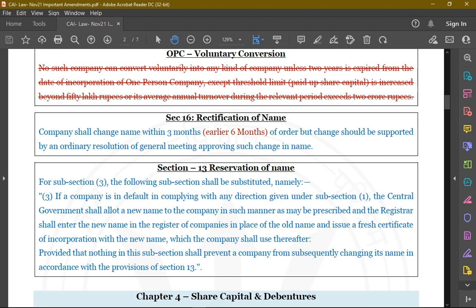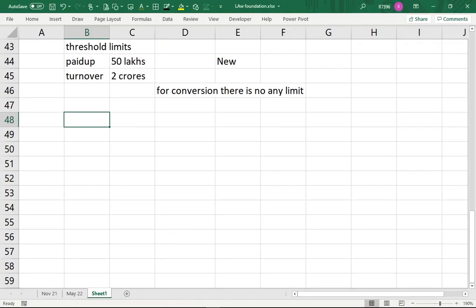Alright, the next amendment here is Section 16 and Section 13. Now what does Section 16 say? So look, while we understood the concept of memorandum, over there we had one concept, and that was, what if there is the central government's order to change the name. If somebody complains to the central government that the existing name of the company is identical with another existing company, then the central government has a right to issue an order that you have to change the name. So over there, within what time do you have to change it?